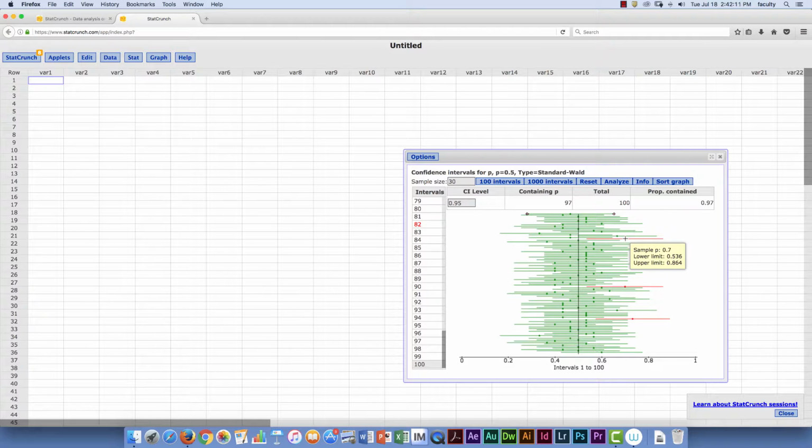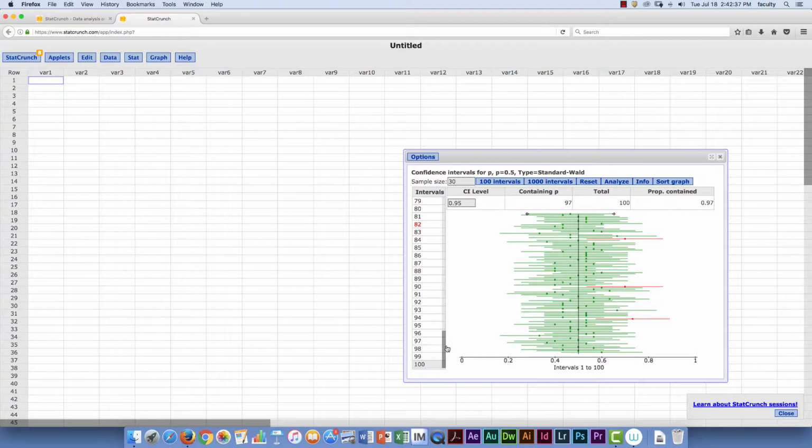This interval had a sample proportion of 0.7, a lower limit of 0.536, an upper limit of 0.864, and you can see that it did not capture the population proportion. The population proportion was 50%. It's represented by this dark line here in the center of the graph. And so the red confidence intervals are the ones that did not capture the population proportion.